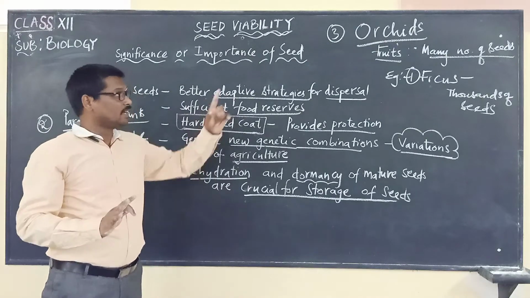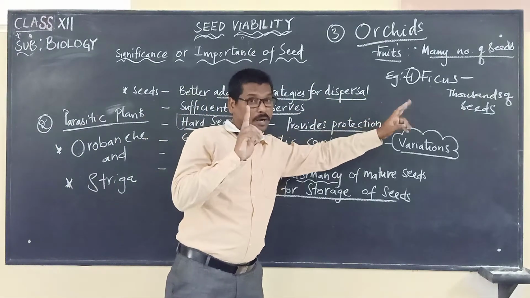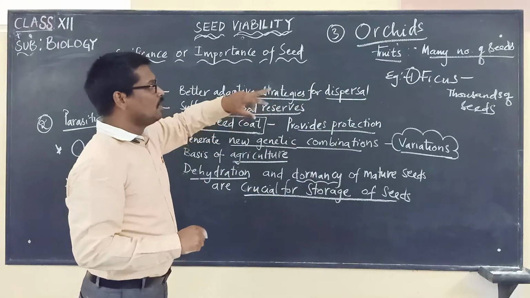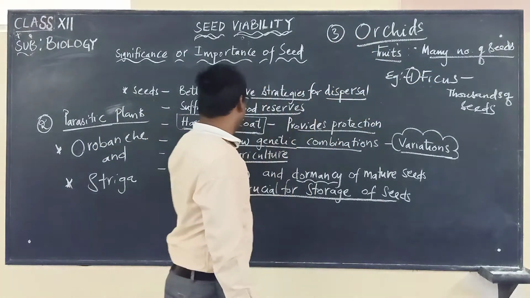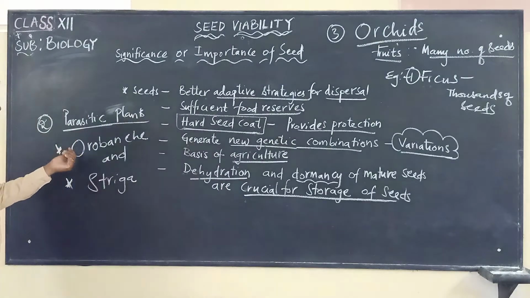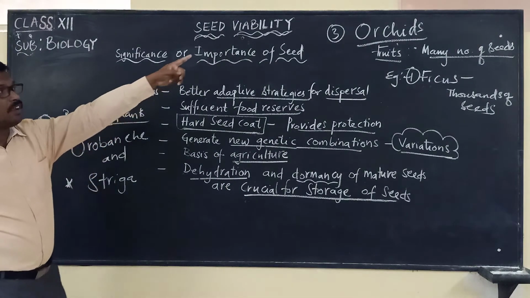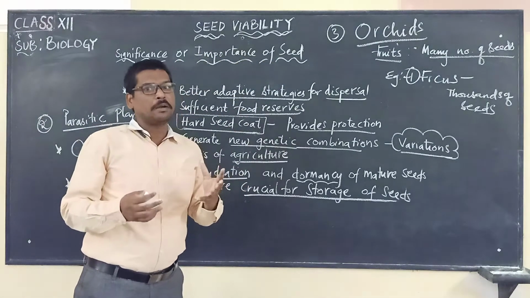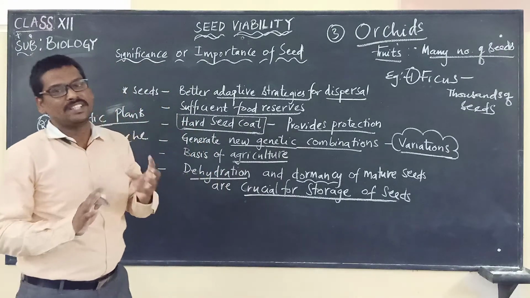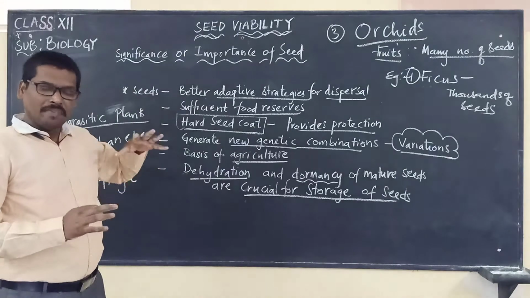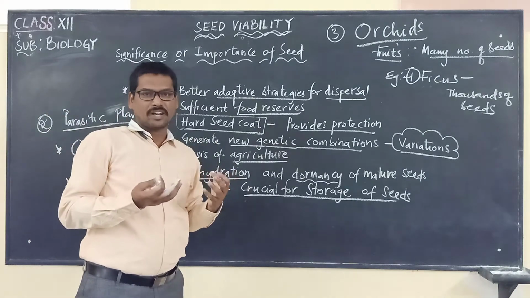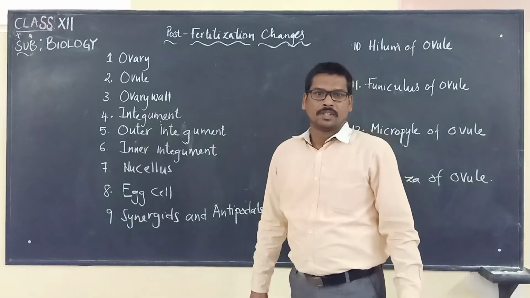These three are very important for 1 mark questions, like fruits which bear many seeds. One is ficus. The other is the parasitic plants such as Orobanche and Striga, and orchids. These plants will bear many seeds within the fruit. So all these we have to remember when we talk about the seeds.